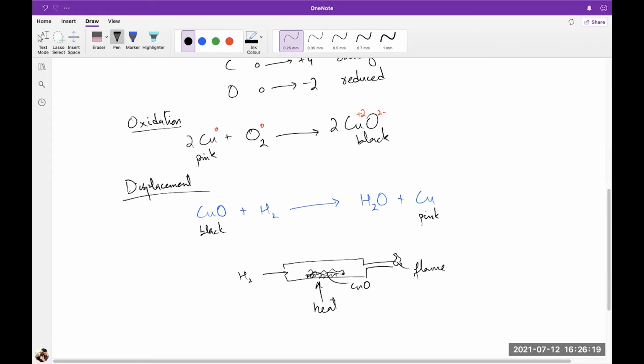Now hydrogen comes in, reacts with copper oxide. You get pink copper coming out over here because copper is pink in color, and hydrogen simply reacts and the extra hydrogen is burned off at the end.